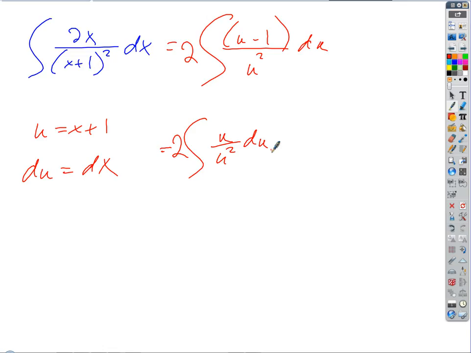My v substitution in this one is v equals u squared, right? What about the other one? Then I've got minus 2 times the integral of du over u squared. Well, that's no big deal, right? That's just u to the minus 2 du. That's just a power rule. You see what I'm saying?